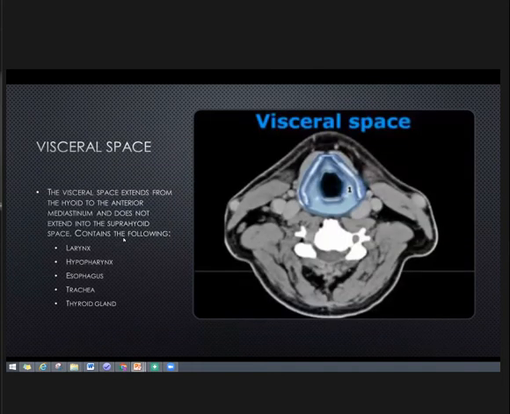So first, we will discuss the visceral space. The visceral space, depicted here by the blue region, extends from the hyoid to the anterior mediastinum and does not extend into the suprahyoid space. It contains the following: the larynx, hypopharynx, esophagus, trachea, and thyroid gland.